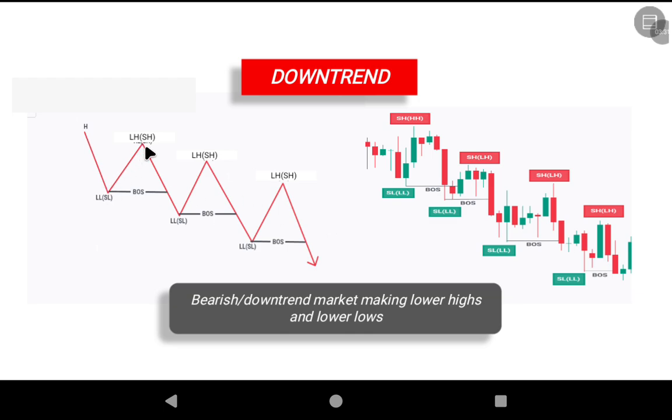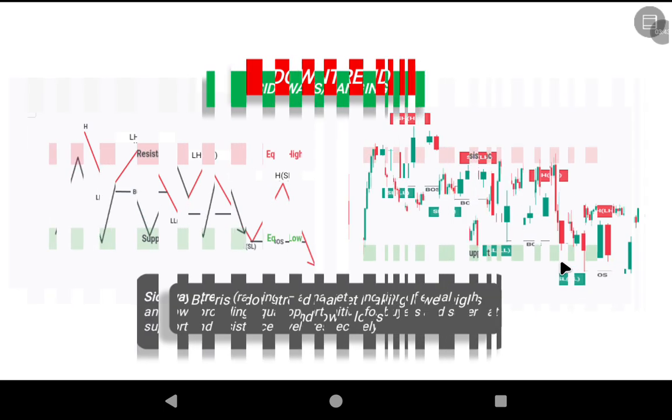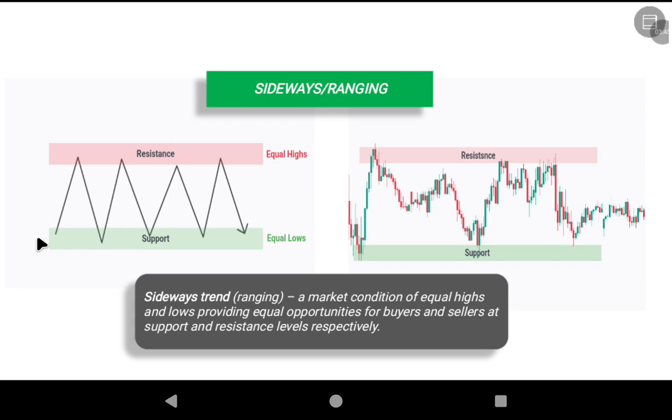Or is the market trending downwards? What it simply means is that sellers are in control, making lower highs and lower lows. When you see something like this from a higher time perspective, it means that sellers are in control and you want to be selling. Or is the market making equal highs and equal lows, meaning that it's ranging, giving equal opportunities for buyers and sellers? But either way, you must decide where you're going to.